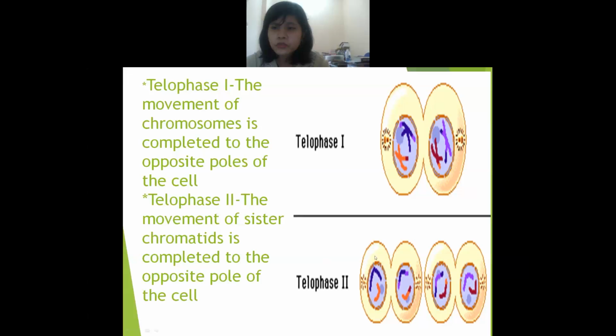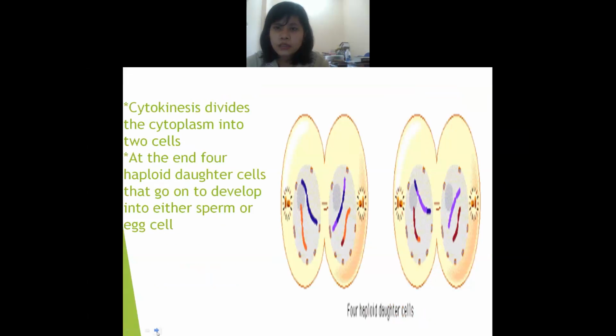Next is telophase 2. In telophase 2, what will happen? The chromosomes will be at the opposite side, at the opposite pole. So here, opposite both sides. They will be at the opposite sides.